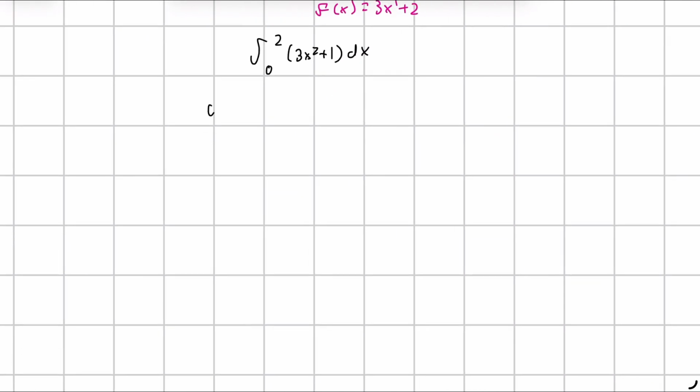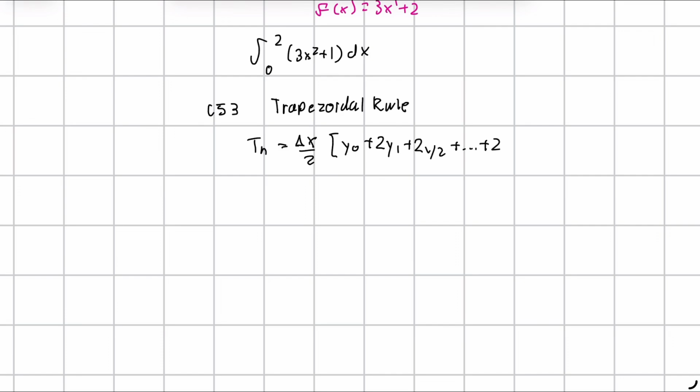Now let's do an example of us using the trapezoidal rule. Basically, T sub n is equal to delta x over 2 times y sub 0 plus 2y sub 1 plus 2y sub 2 plus dot dot dot plus 2 times y sub n minus 1 plus y sub n.